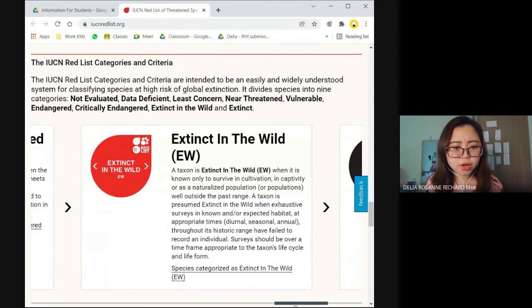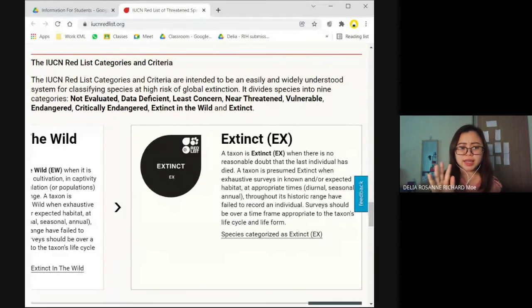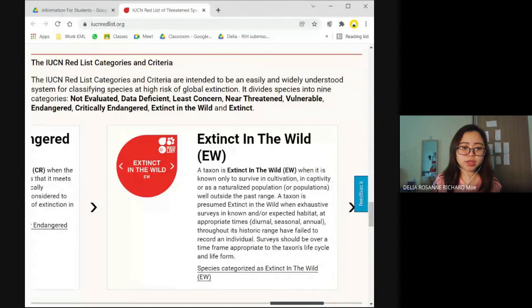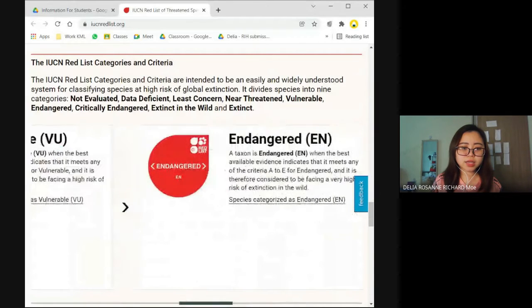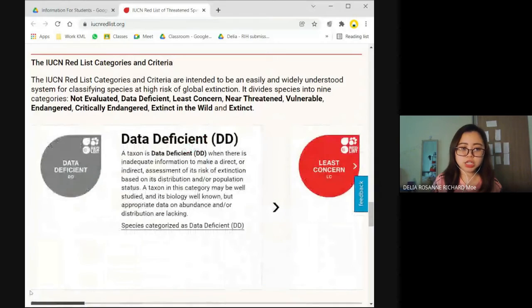There are some organisms that are like this. I think like the African rhinos, a few of them are extinct in the wild. And last but not least, extinct. If it's truly extinct already, it will go under extinct. I don't think you will find anything that is extinct in KML or near your house, okay? It would be strange if you found that. So it should be somewhere between EW, CR, EN, VU, NT, LC, or DD.